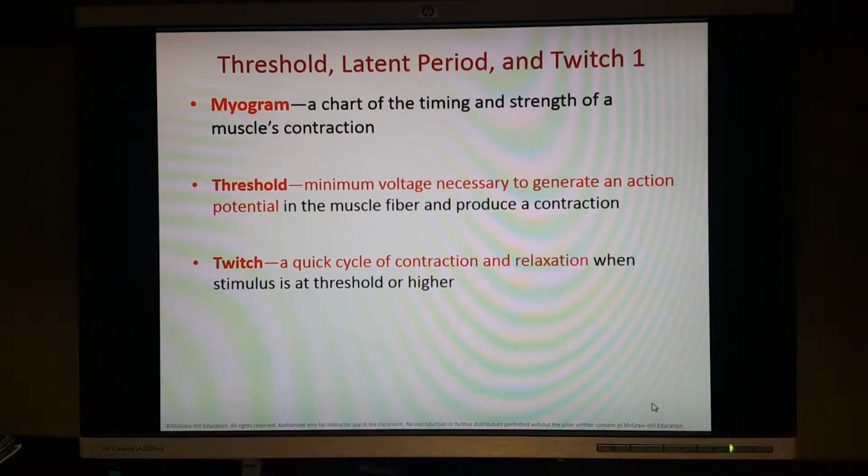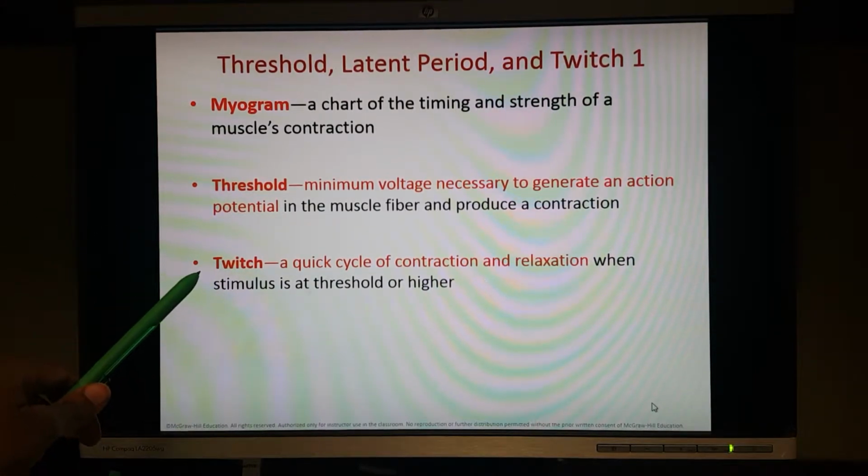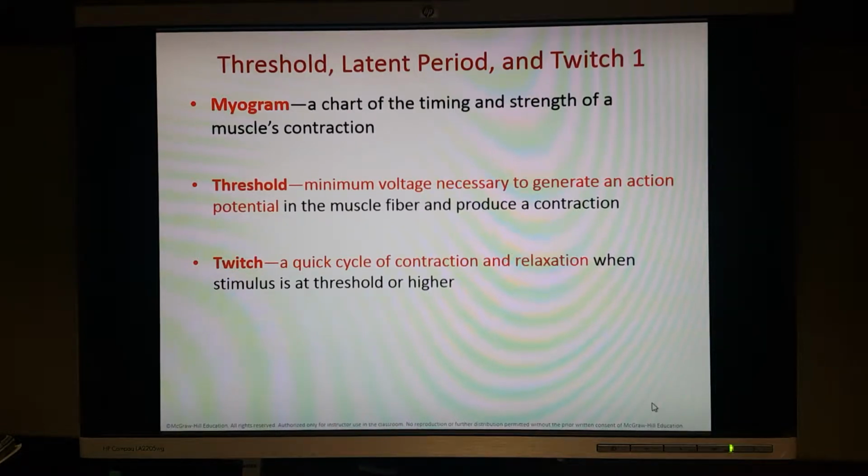So there's your action potential, which travels along your cell, eventually signaling the shortening of your sarcomeres through increased overlap of your myofilaments. When this happens, it causes a muscle twitch, so it's a quick contraction and then later relaxation of your muscle, based on a stimulus that is at least at threshold or higher. So you need enough stimulation to actually get the contraction to go.